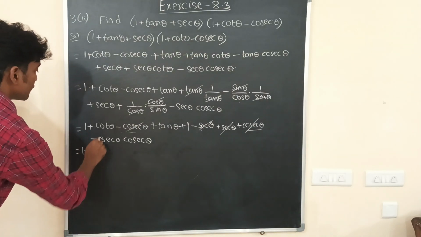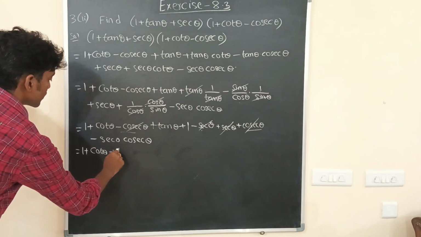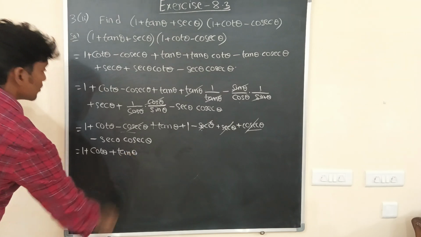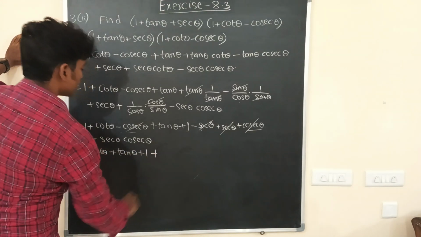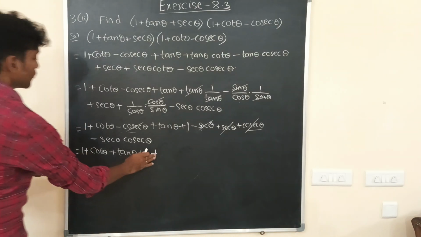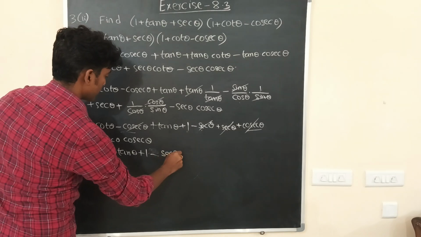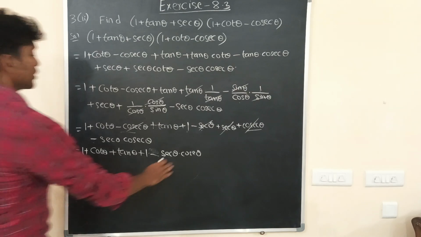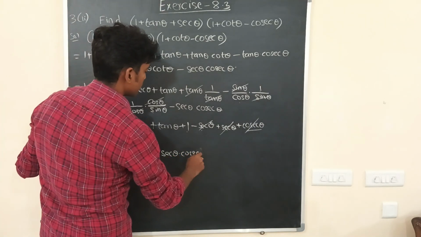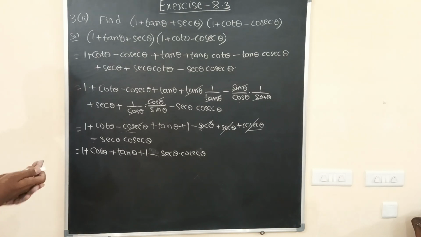1 plus cot theta plus tan theta plus 1, plus, not plus, minus, here minus is there, minus secant theta into cosecant theta. Okay. Now, what can we write here?